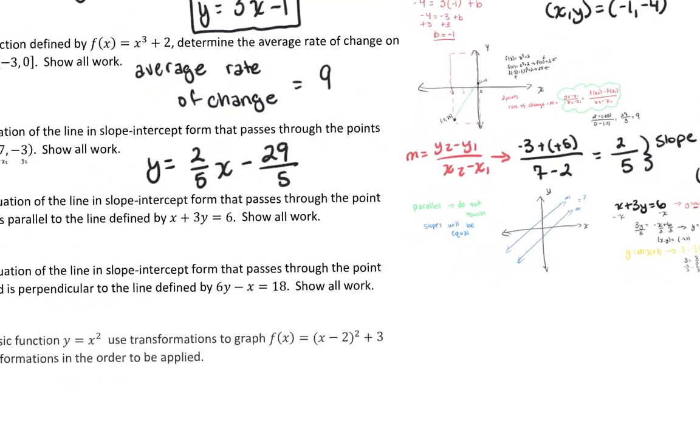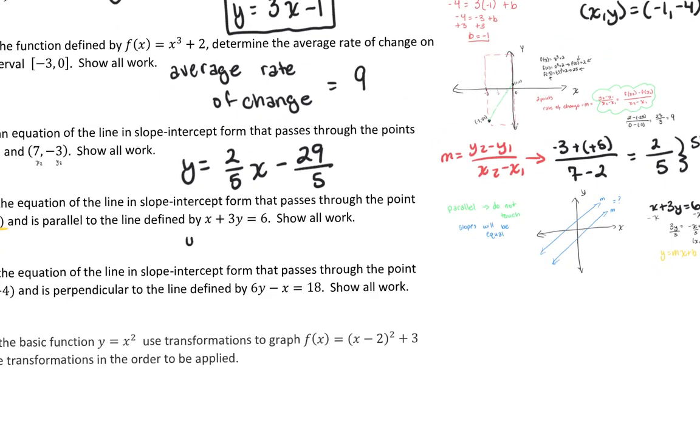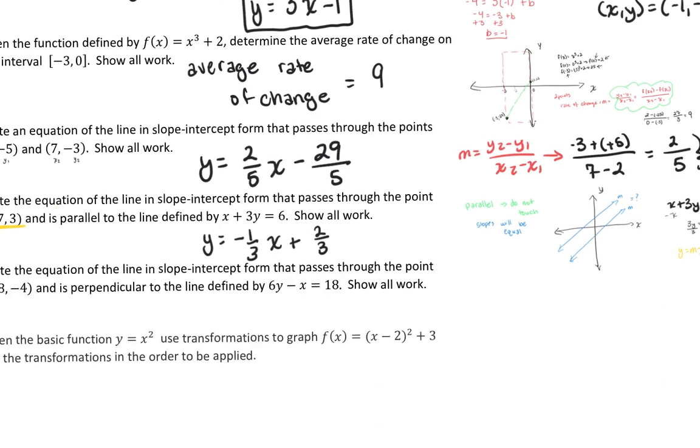So now we have all the components to write a nice slope-intercept line. We know our slope is that -1/3 we came up with, because it's parallel to that line that we were given. And then we also found our intercept was 2/3. So now our slope-intercept form for this line looks like this: y equals -1/3 x plus 2/3.